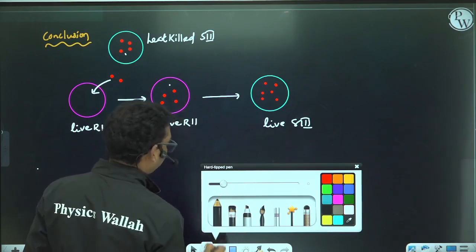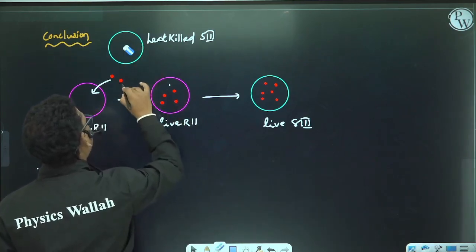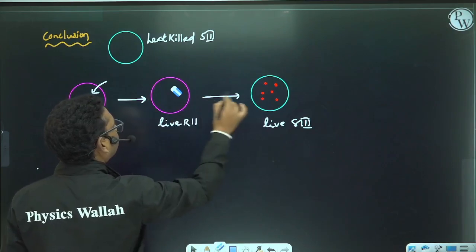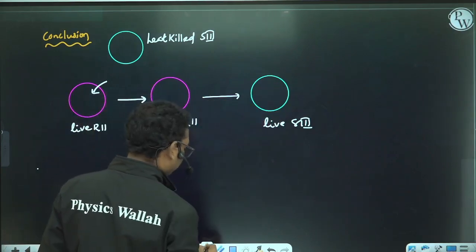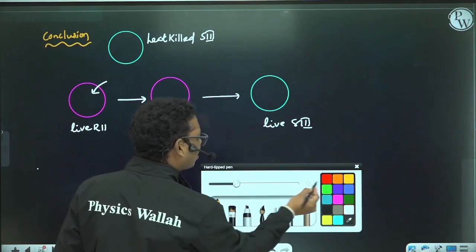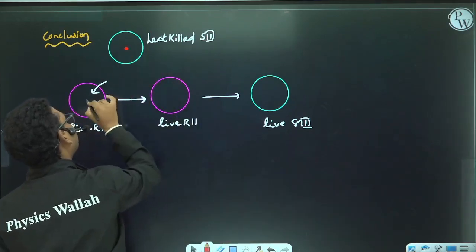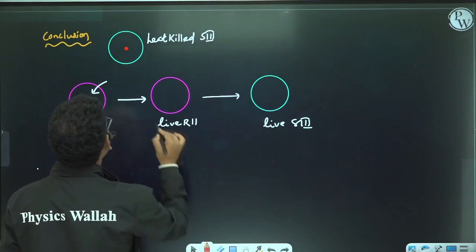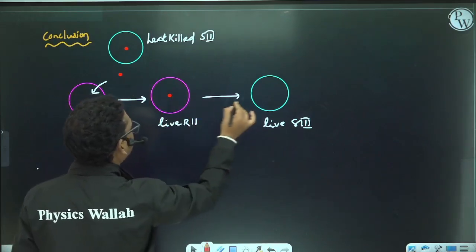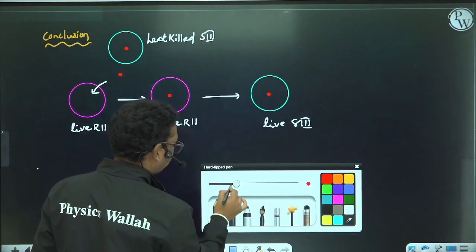Or just a minute. Let me do one thing. Let me write only one. Why? Because the chemical is basically DNA, and DNA is present once. So one DNA is present here. One DNA is present here, right?